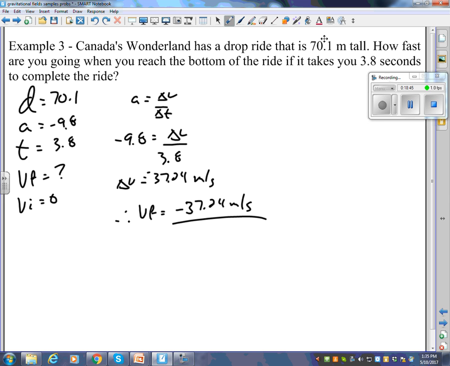Yeah. It's really displacement, which is why it can be negative, sorry. Yep.